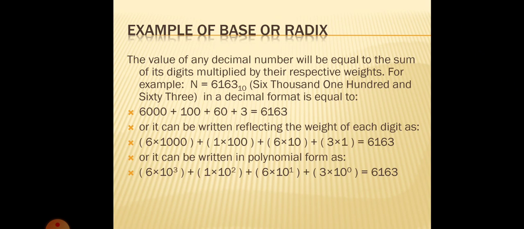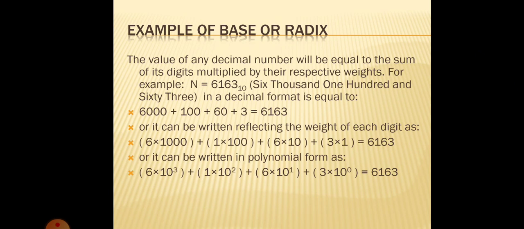What is 6163? In decimal format we can represent this number as 6000 plus 100 plus 60 plus 3. The total will be 6163. Or it can be also written reflecting the weight of each digit as 6 into 1000, means 6000, plus 1 into 100, that is 100, plus 6 into 10, that is 60, plus 3 into 1, that is 3. The total will be 6163. Means all the representations are the same.